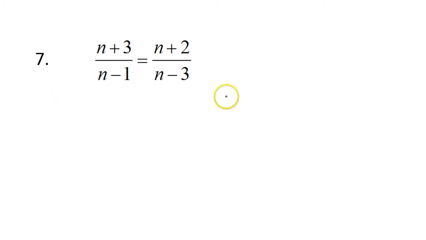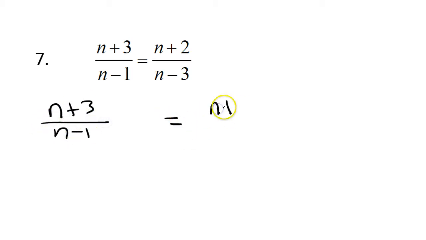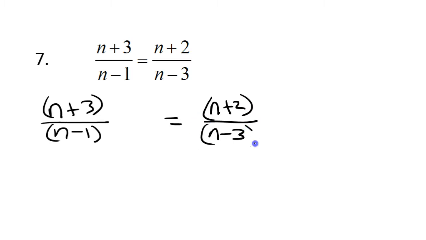First I'm going to space these out a little bit so I have room to work. So I have n plus 3 over n minus 1 equals n plus 2 over n minus 3. I'm going to write all of these in parentheses as well because we're going to view each one of them as a factor.